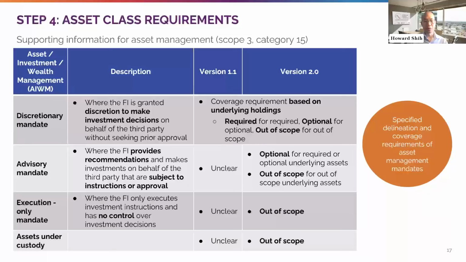Second, for advisory mandates, that's where the FI can provide advice and make some investments, but they are subject to the third party instructions or approval. So these would be optional if the underlying is required or optional, and then they would be out of scope if the underlying is out of scope. And then lastly, execution-only mandates. That is where the FI executes investment instructions only. So they just carry out whatever they are told to do. So these would be out of scope regardless of the underlying holdings, given the lack of control and influence over the investments.